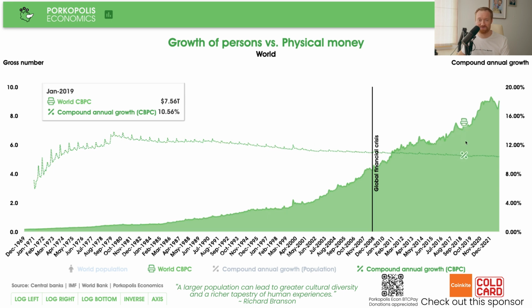So cash grows. Unlike what people might suspect with credit cards, debit cards, the introduction of digital currency, the idea that a central bank digital currency is actually going to compete with Bitcoin, cash is growing at 10% per year. It's doubling every 7 years. And you can see that here.